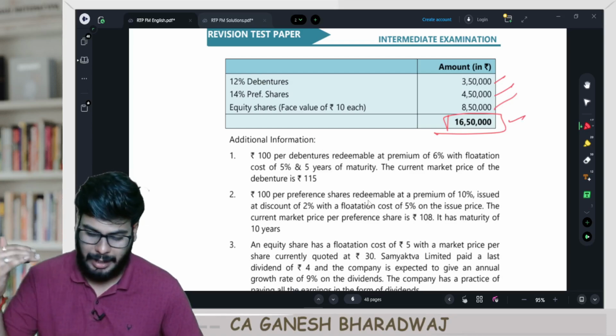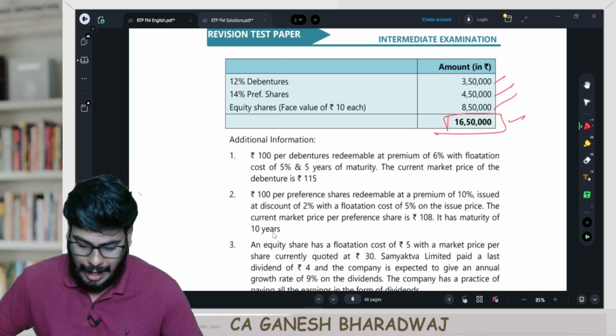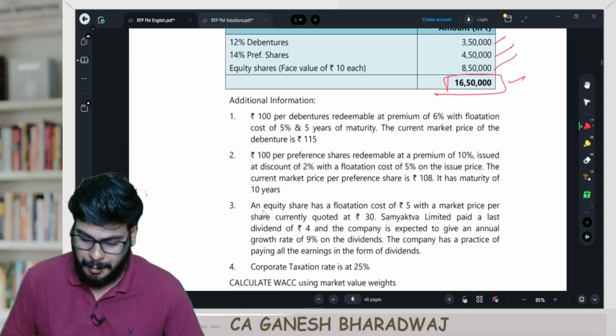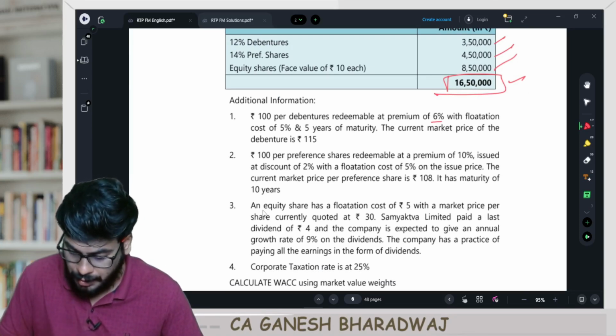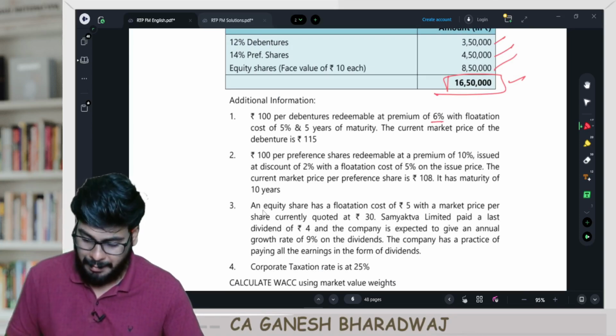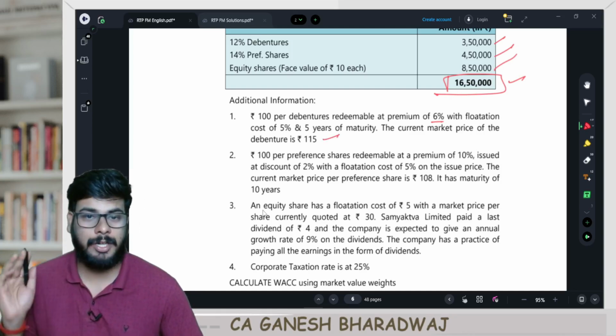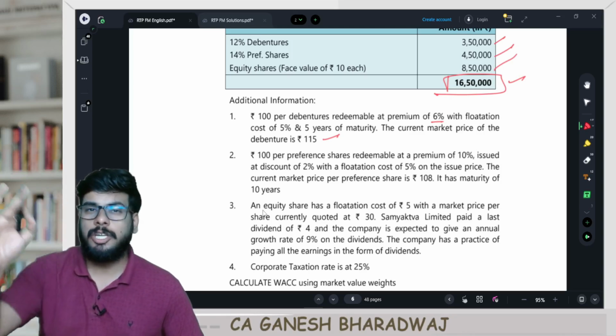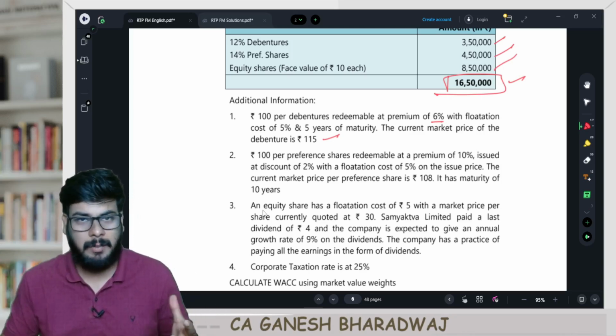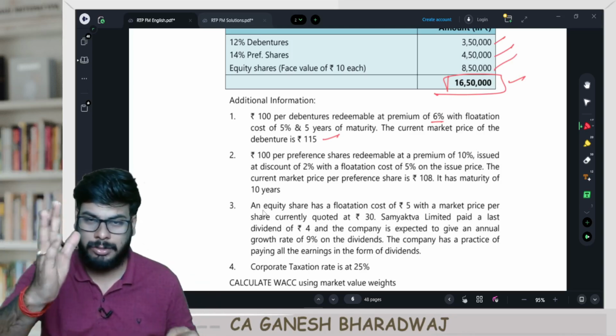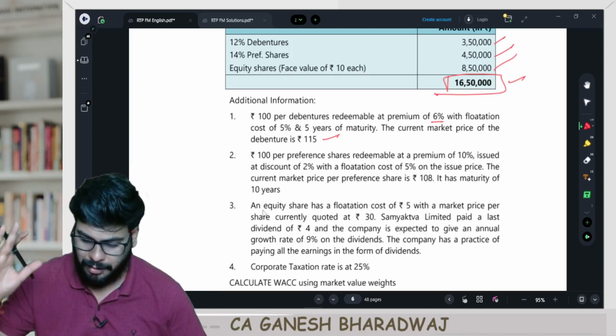The breakup of debt, equity, and preference is given. Additional information: rupees 100 per debenture, redeemable at a premium of 6% with a flotation cost of 5% and 5 years of maturity. The current market price of the debenture is 115 rupees. So you can use the shortcut formula, since nothing has been mentioned in the question, and find out the value of KD.